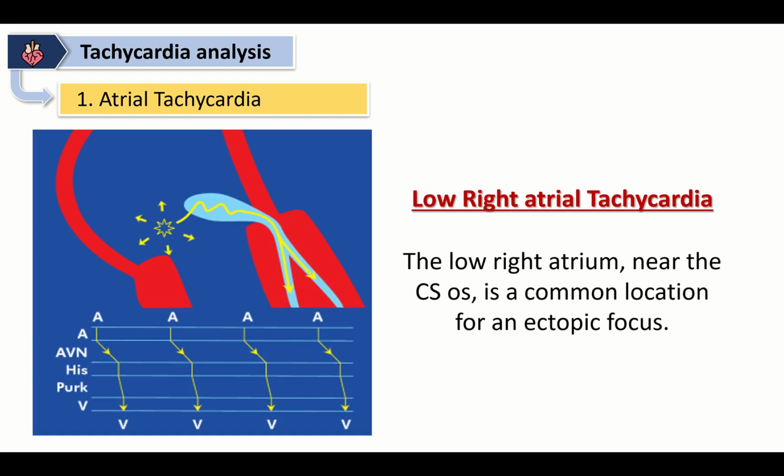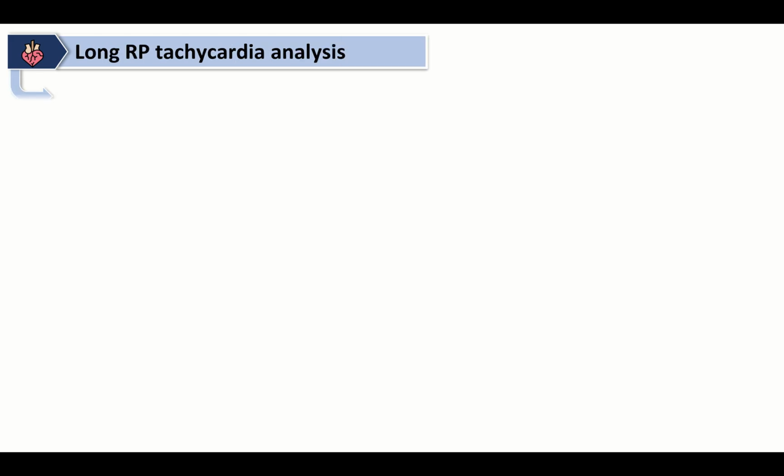Let's go to long RP tachycardia. As we mentioned, atrial tachycardia is the most common scenario, because the impulse comes from the atrium, down the AV node, causes ventricular activation, then waits for the new atrial focus to fire a new impulse and go again and continue the tachycardia. It's a long VA time.